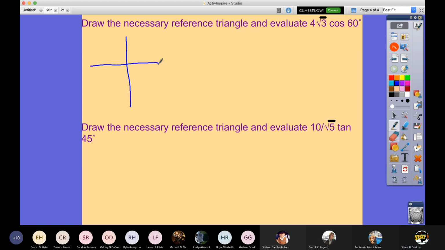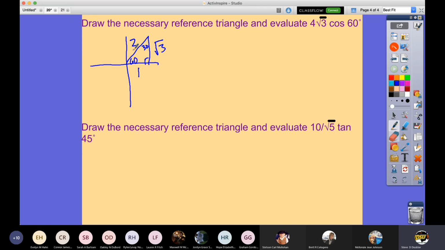So draw that triangle in here. Now down here is where the 60 degrees is going to go, because that's what we're trying to find. The 30 would be on top. This would be a 90. Opposite the 30 is a 1. Opposite the 60 is square root of 2.